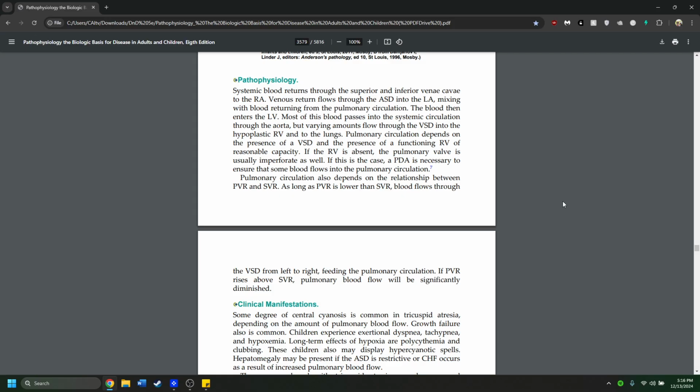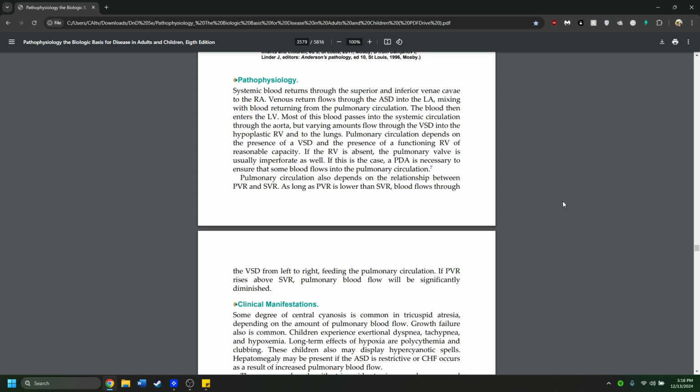Pulmonary circulation depends on the presence of a VSD and the presence of a functioning right ventricle of reasonable capacity. If the right ventricle is absent, the pulmonary valve is usually imperforate as well. If this is the case, a PDA is necessary to ensure that some blood flows into the pulmonary circulation.